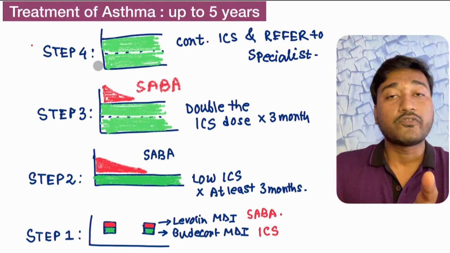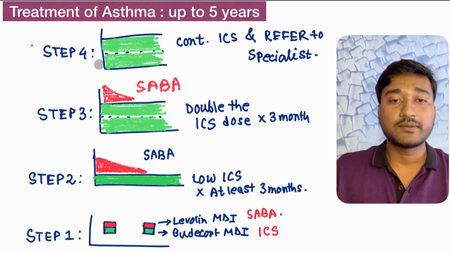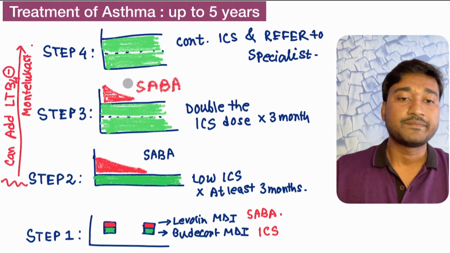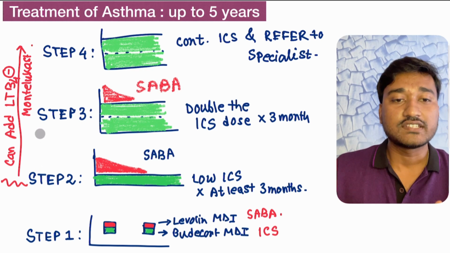So in up to 5 years we don't have step 5. This is the difference. We don't have step 5, till step 4 we are having, and step 4 is the maximum and when you have to refer. And from step 2 onwards you can add a leukotriene antagonist like montelukast.